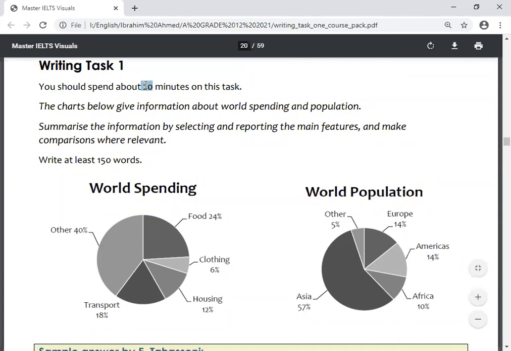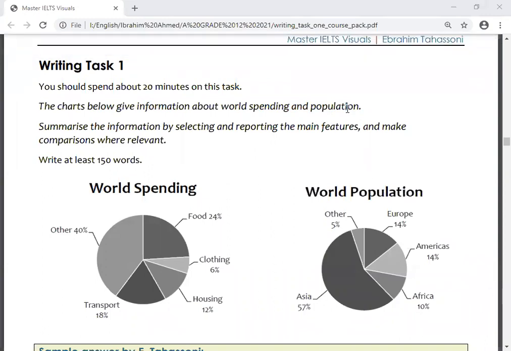The charts below, this is the question. This line is very important because this is the question. This is the part you need to paraphrase. The first sentence of your answer should be paraphrasing this sentence. You should write it, but using different words. Okay? Then, let's read the question.